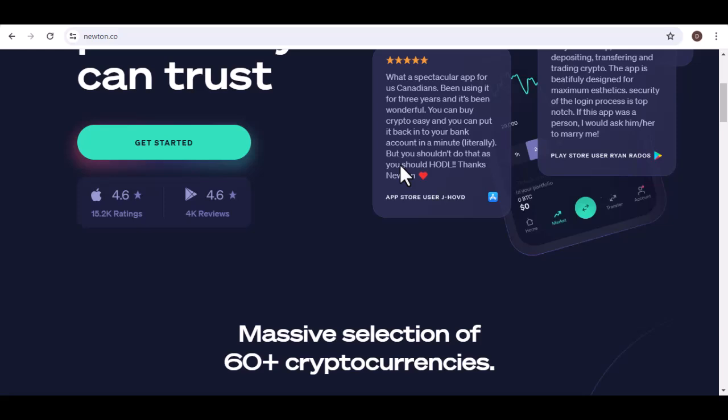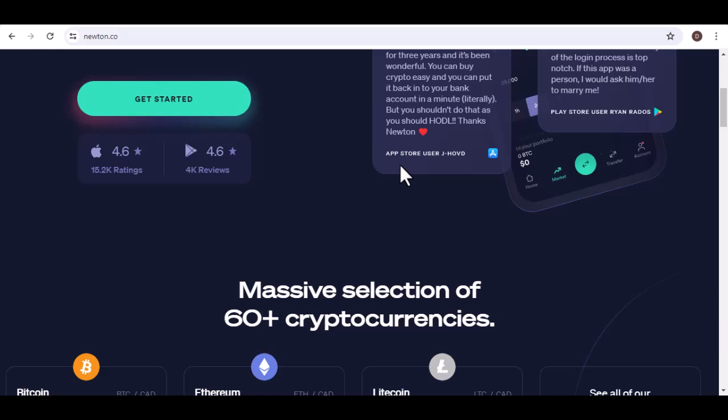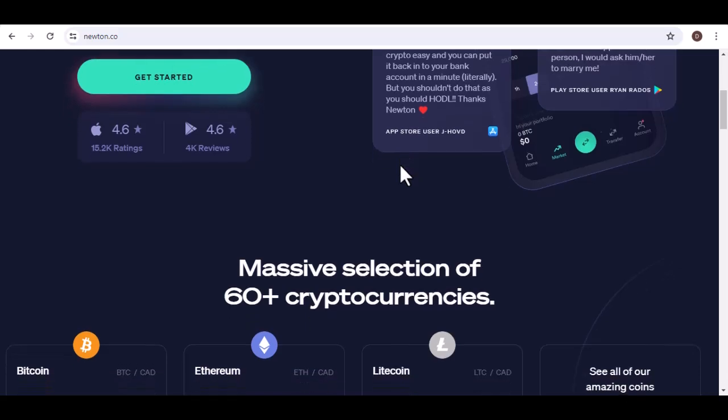Getting started with Newton. The first step in your crypto journey is creating a Newton account. It's a straightforward process that involves providing some basic information. Once you've verified your account, it's time to connect your bank account. Linking your bank account to Newton is a breeze. Most likely, you'll have the option to connect through online banking or by providing your account details manually. Always double-check the information to avoid any hiccups.